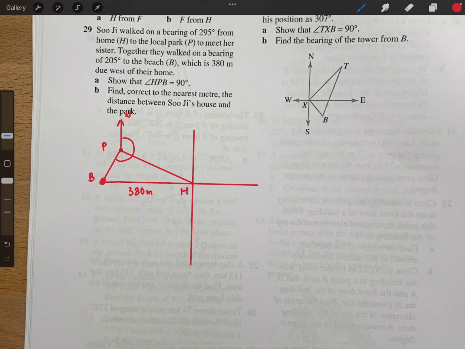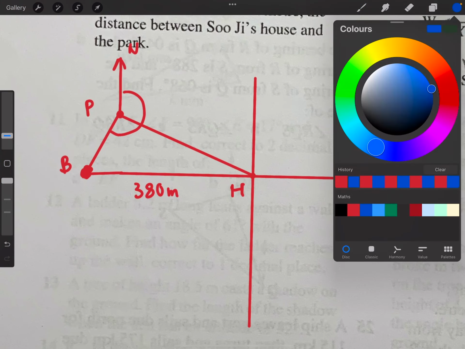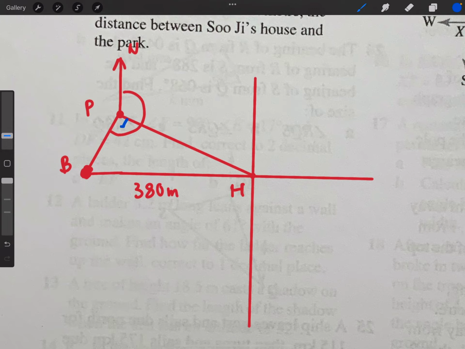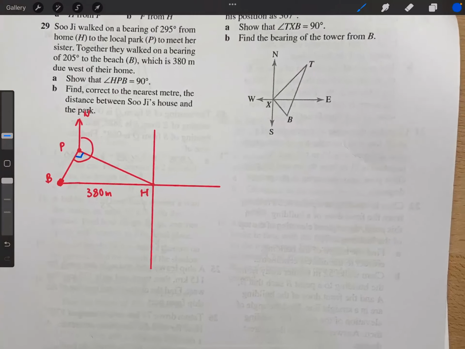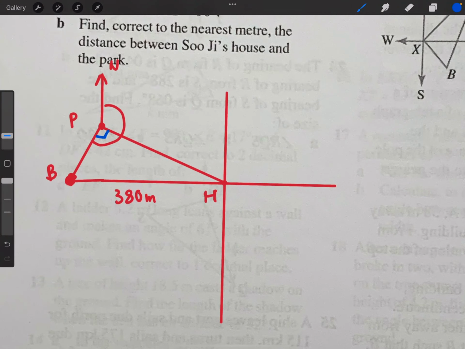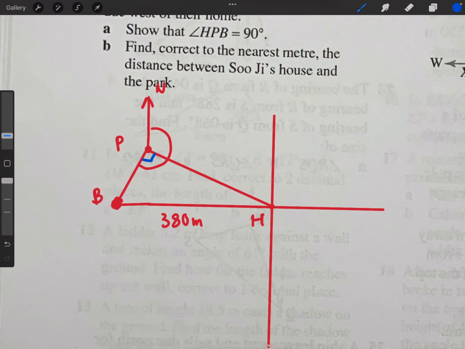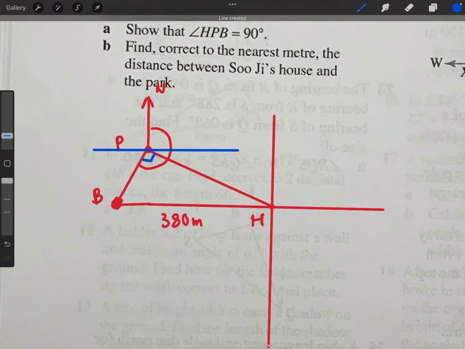Now it says show the angle PB is 90 degrees. Oh, okay. So the question is asking, prove that this is 90 degrees. Okay, no problem. Let's establish a couple of things first. Now, how do I draw this more accurately? Okay, I'm going to draw some lines to help you see.